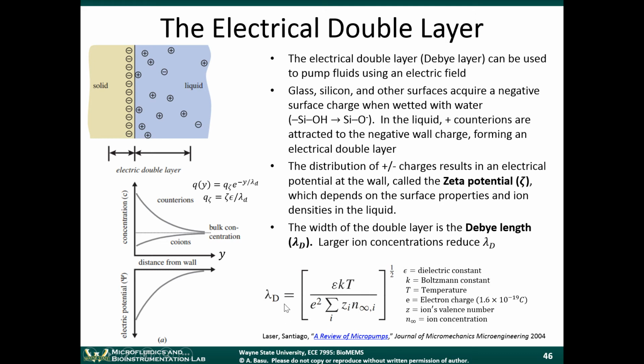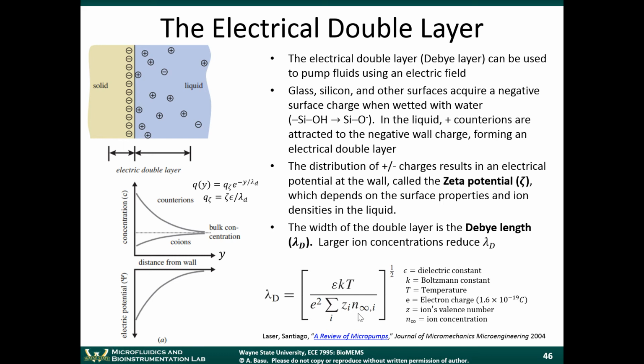The Debye length is the square root of this quantity here. Epsilon is the dielectric constant of the liquid. kT: k is the Boltzmann constant, T is the temperature. On the bottom here we have e squared, where e is the electron charge, 1.6 times 10 to the negative 19. And this portion here is just a simple summation of the ions' valence numbers and the respective ion concentrations.